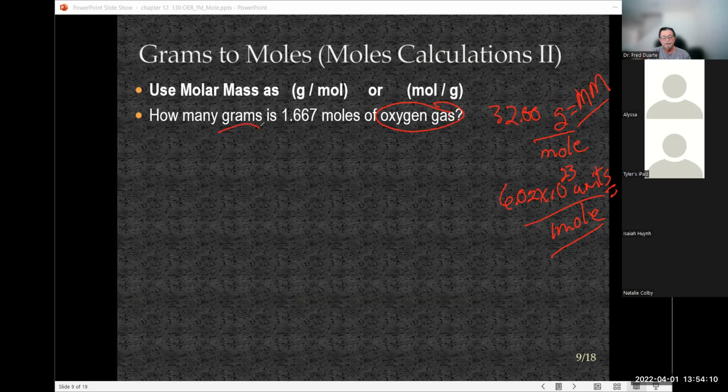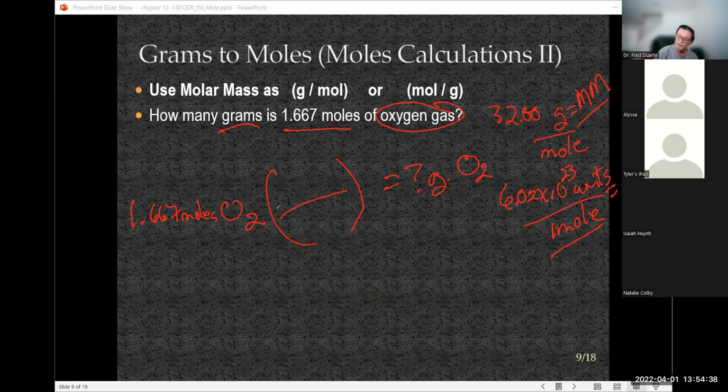So the question says, how many grams? So obviously we're looking for grams of oxygen gas, of O2. Okay, that's what we're looking for. We are given 1.667 moles of oxygen.